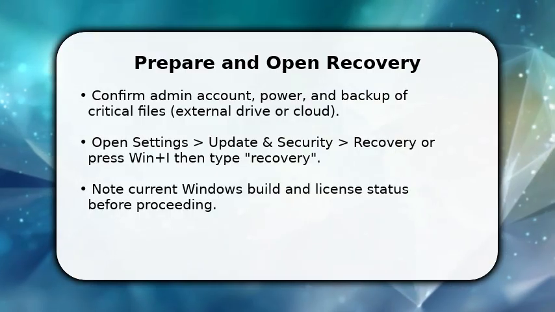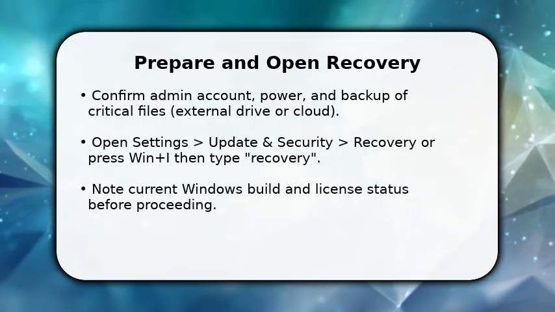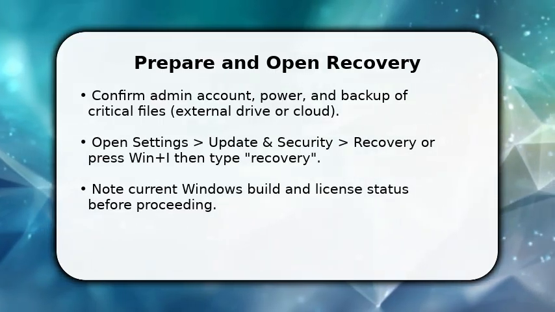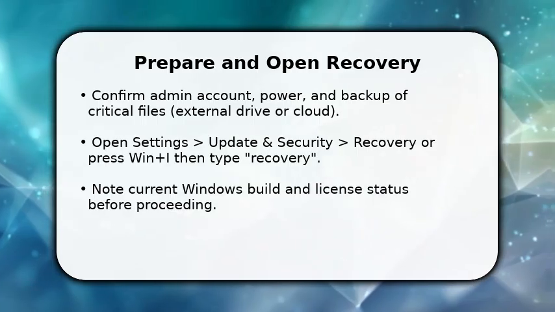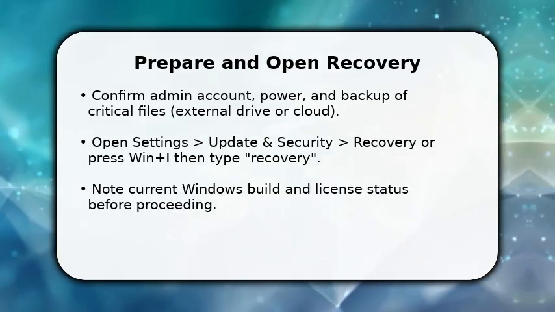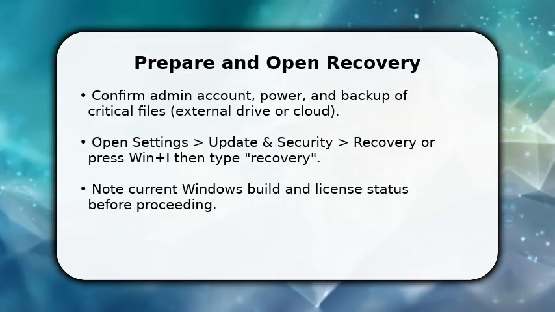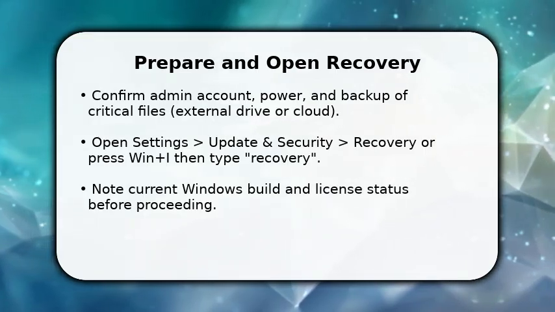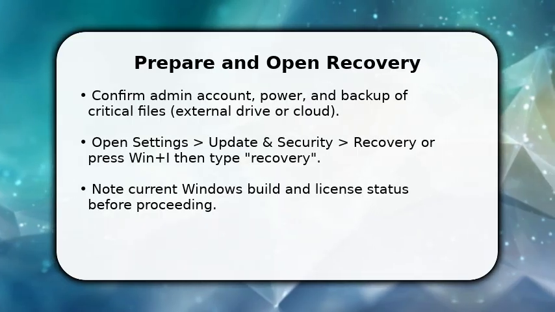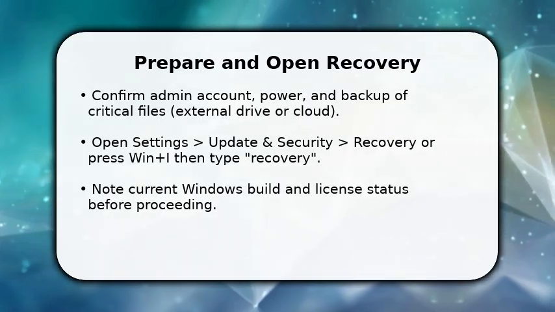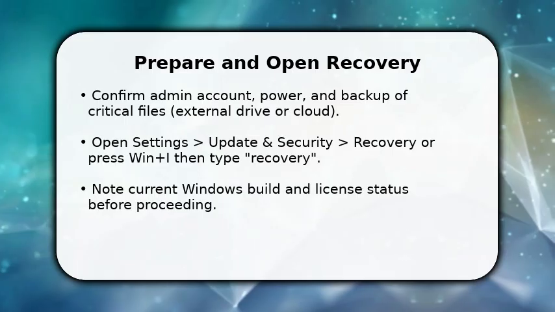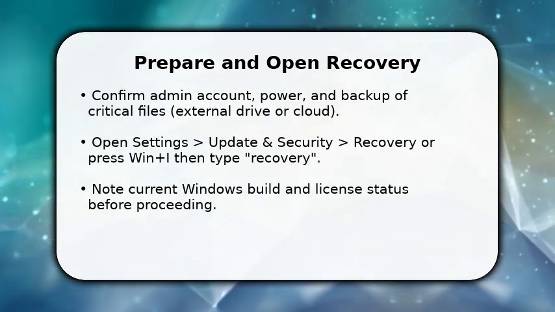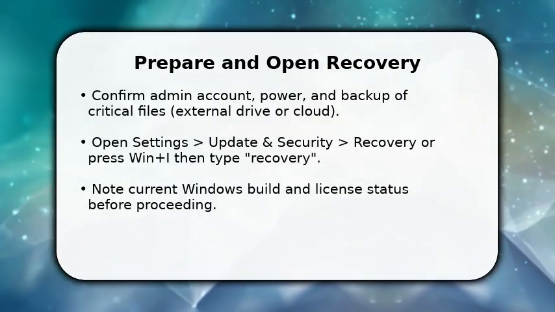You start by preparing the system. Make sure you're signed in as an administrator and have a verified backup on an external drive or cloud. Once done, open Settings, go to Update and Security, then Recovery. Alternatively, press Win+I and search for Recovery. You're doing this because recovery actions can remove apps and settings. Knowing your Windows build and license avoids activation problems later.